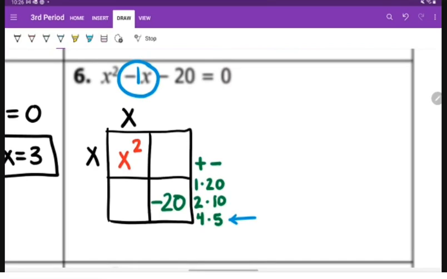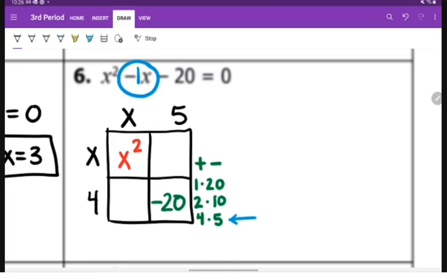So 4 and 5's difference is 1 because they're 1 unit apart, right? The difference between 1 and 20 is 19. The difference between 2 and 10 is 8. The difference between 4 and 5 is 1. So those are the numbers we want to use.